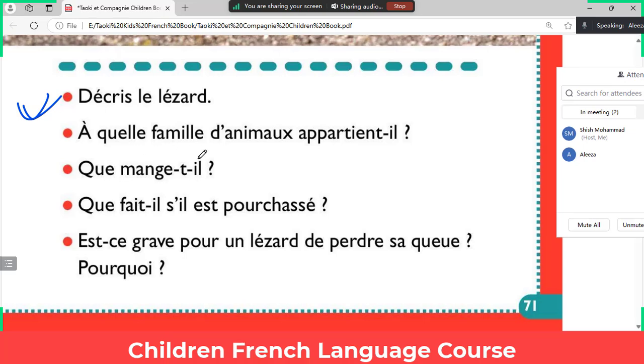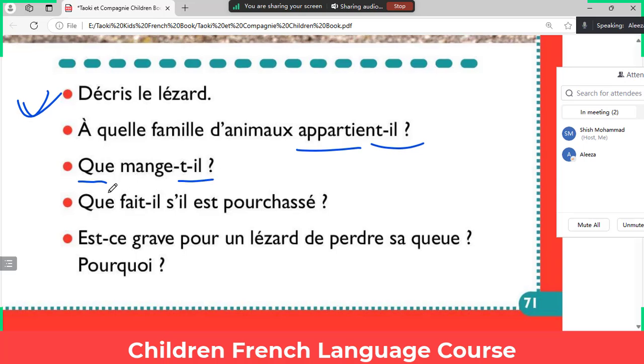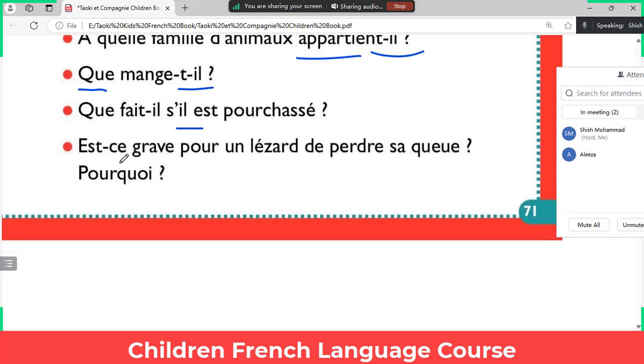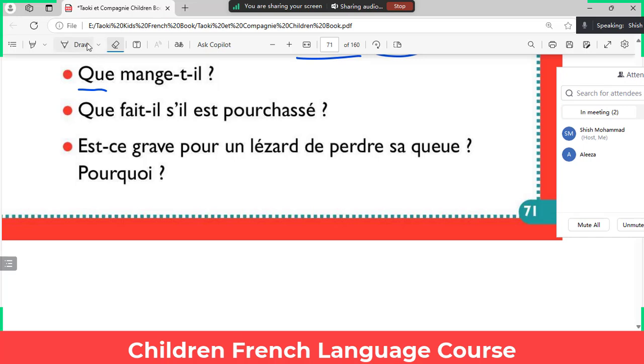Quelle famille d'animaux appartient-il? Comment mange-t-il? I said this one, co, right? Comment mange-t-il? Okay. Pour chasser, right? S, just S together. Pour un lézard légère doit perdre, hein? Perdre ça. Pourquoi? Pourquoi? Okay, good.